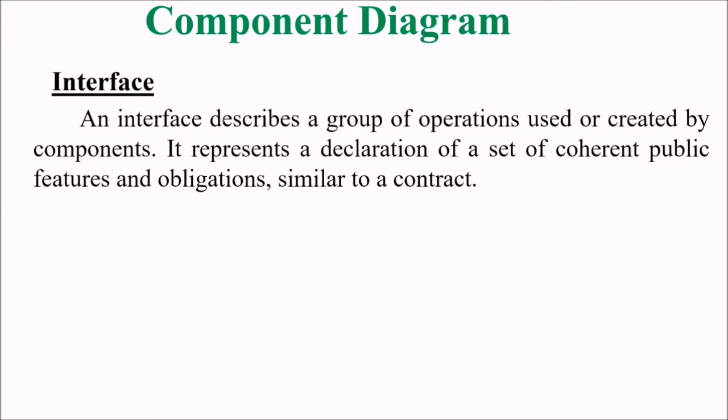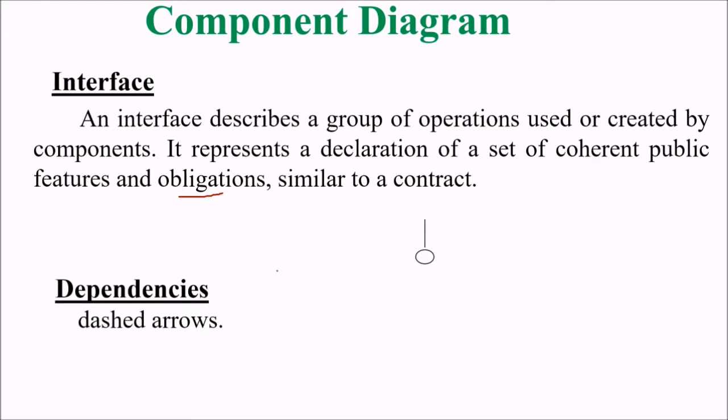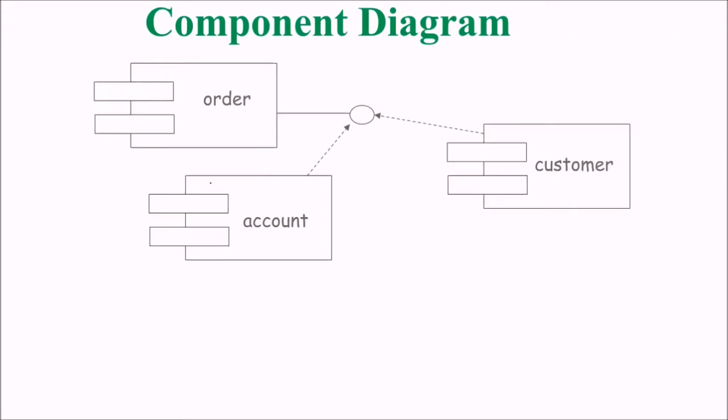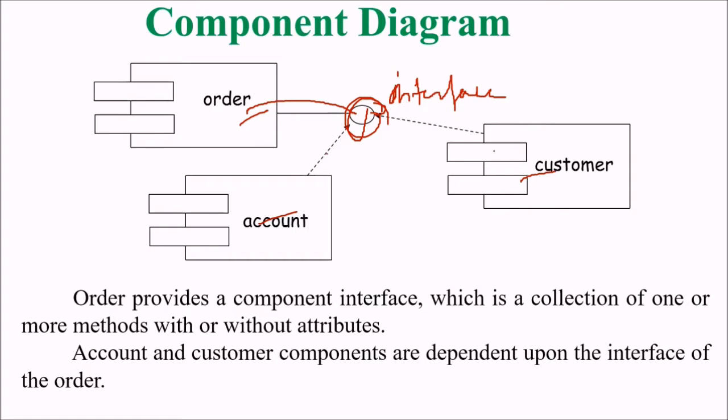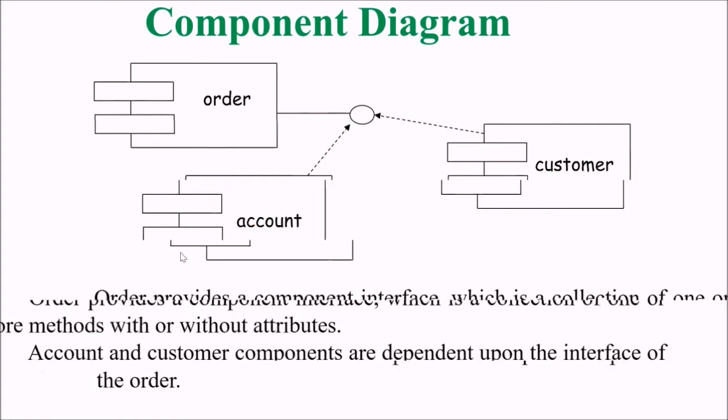In a component diagram, we have an interface. An interface describes a group of operations used or created by the component. It represents a declaration of a set of coherent public features and obligations, similar to a contract. And the dependencies are shown by dashed arrows. Let us have a component diagram. These are components. These are dashed arrows. And you know there is a kind of relationship. So this order provides a component interface. This is an interface, which is a collection of one or more methods with or without attributes, and the account and customer components are dependent upon this interface to order.